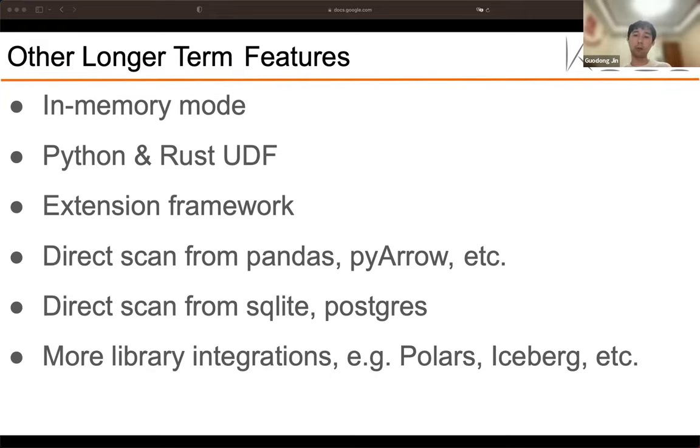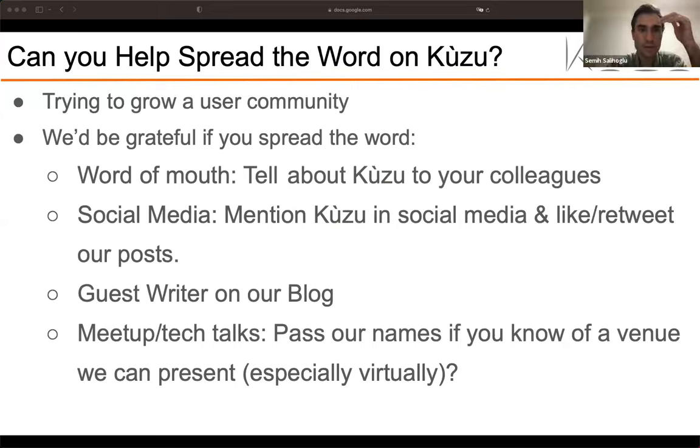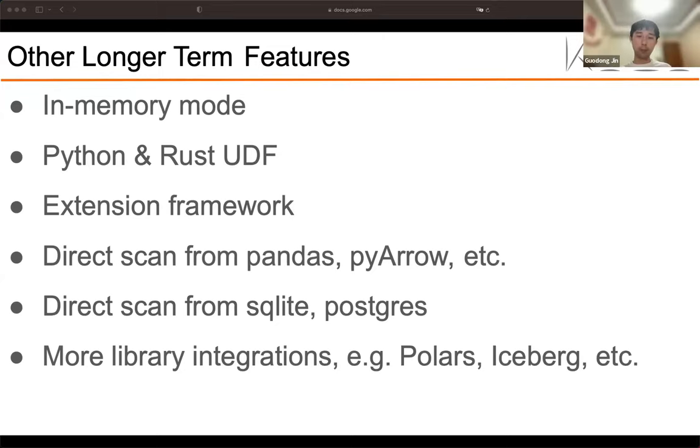And the next two longer-term features are direct scan and load from in-memory objects like pandas and PyArrow, and also from external systems like Cichlid and Postgres. So yeah, lastly, as always, we're happy to add more integration with third-party libraries as long as they fit into our roadmap. So we are considering libraries like Polars and Iceberg. So we can get some feedback on these, because some of these are not very well informed. Frankly, some of these are things that we are thinking about, but we don't know if there's a corresponding need for it or utility of some of these libraries.